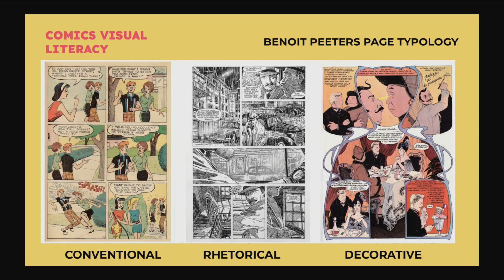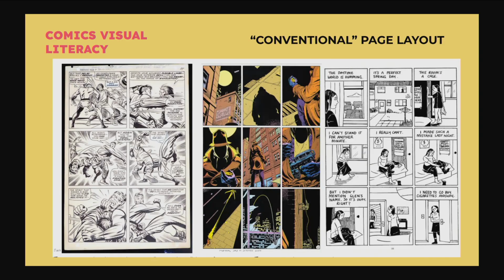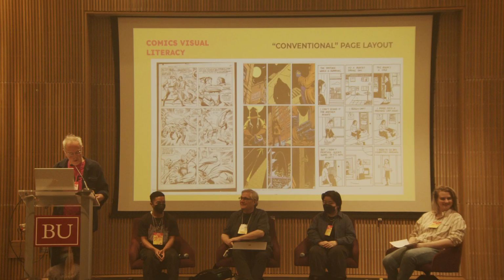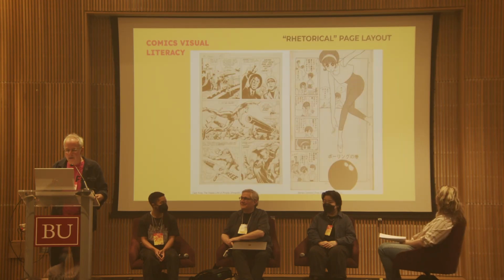So I'm going to run through just a few more examples of this. Here are conventional page layouts. We have a 6-panel grid by Jack Kirby, a 9-panel grid in Watchmen by Dave Gibbons, thank you. And another 9-panel grid by an artist named Mazur in a graphic novel called Sky in Stereo. So as you can see, these are grids with regularly shaped panels.